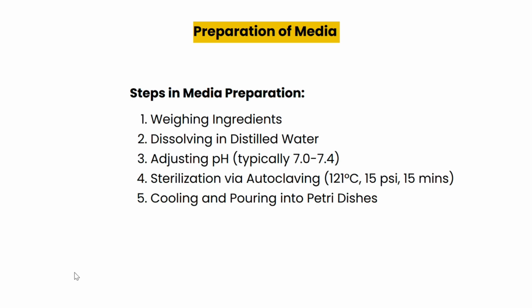To ensure successful microbial growth, the preparation of culture media is critical. First, all the ingredients are accurately weighed and dissolved in distilled water. The pH is adjusted to an optimal range, usually between 7 and 7.4, which is ideal for most bacteria. The medium is then sterilized in an autoclave at 121 degrees Celsius for about 15 minutes to eliminate any contaminants. After cooling, the media can be poured into petri dishes for solid media or stored in flasks for liquid media.